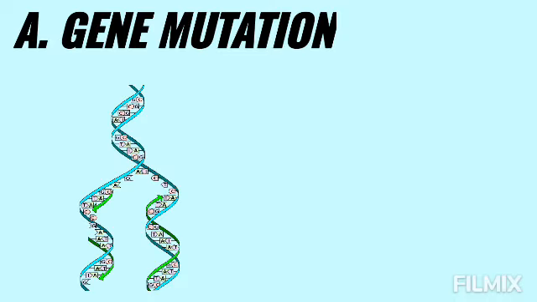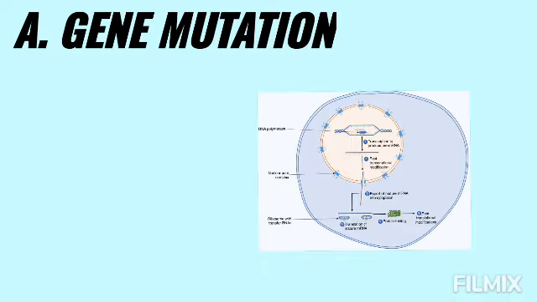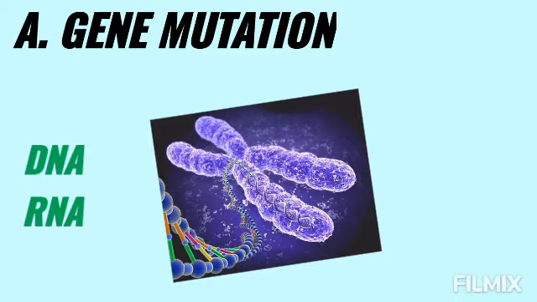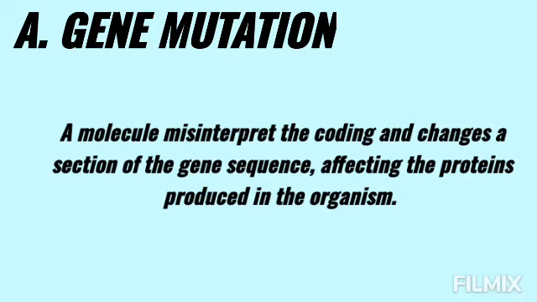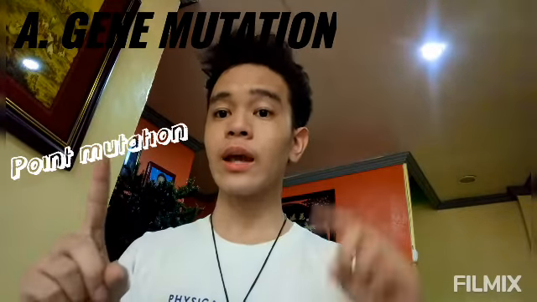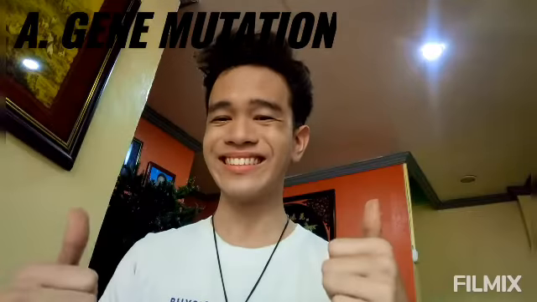During DNA replication and protein synthesis, genetic information is passed on several times from a DNA or RNA molecule to another until it is converted into proteins. In some instances, a molecule misinterprets the coding and changes a section of the gene sequence, affecting the proteins produced in the organism. There are two main classifications of gene mutations: point mutation and frameshift mutation.